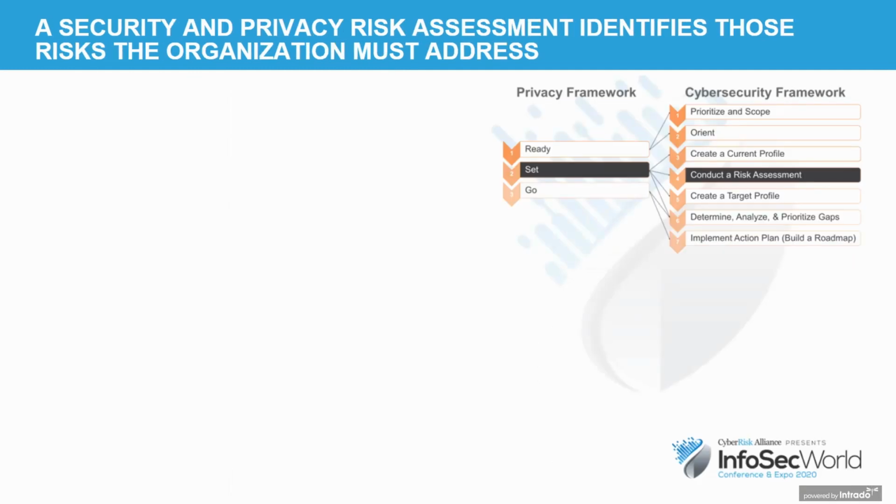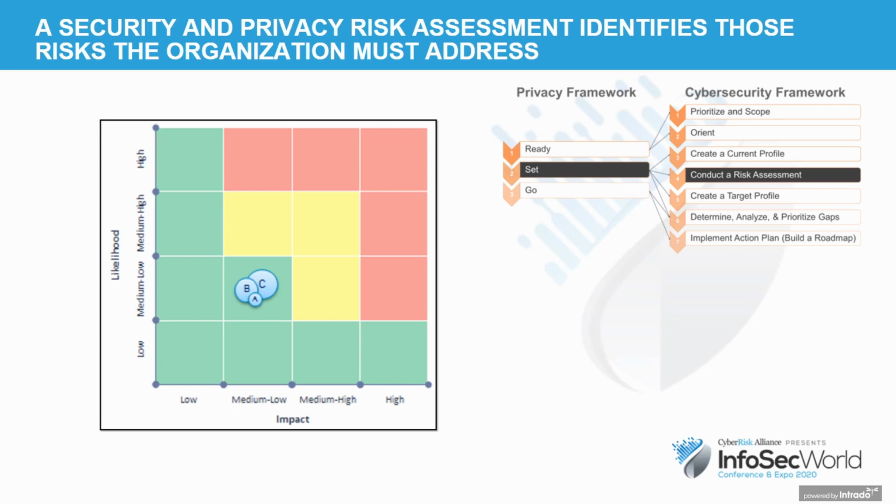So that was just an example of walking through a couple subcategories to create a current state profile. The next step is to conduct a risk assessment, like we said, so that we can start making those decisions about whether or not it's appropriate. And so we're still in the set step of the privacy framework, but we are going to move to step 4 for the cybersecurity framework.